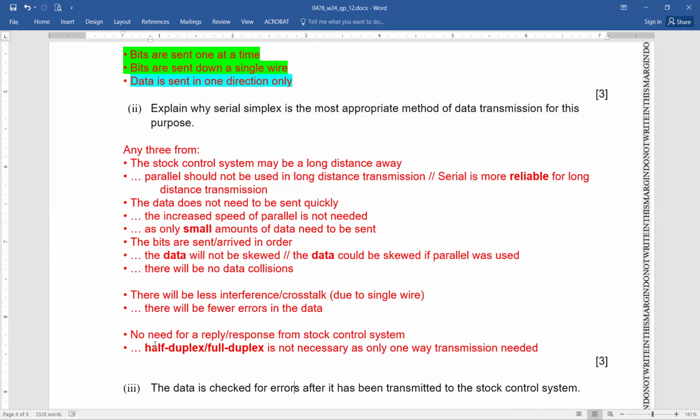Now, why simplex? Because we don't want the response. Our job is just to send the data to the stock control system, and there's no reply needed. So that is why no response is needed back. That is why simplex is the best option. Half duplex or full duplex is not needed at all. It's only one way, exactly. We don't want to wait. That's why simplex is the right option. Duplex or half duplex is not needed here.